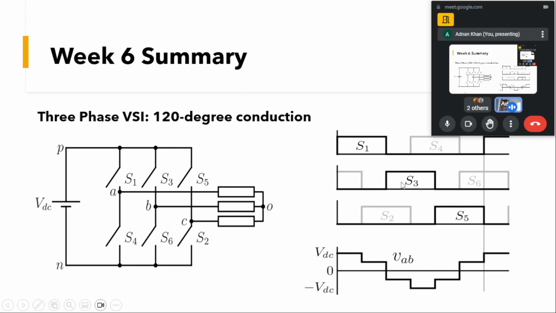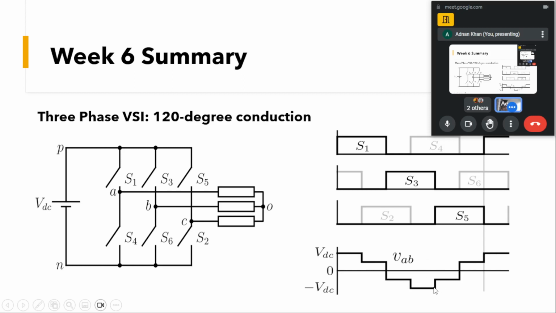In a similar fashion, when S3 is on we will be getting minus VDC by 2, and then minus VDC when S3 is on and S4 is on. So in the 180-degree mode we got the line voltage in the form of a quasi square wave, but here we got a stepped wave, where we have VDC, VDC by 2, minus VDC by 2 and minus VDC, a three-stepped wave.